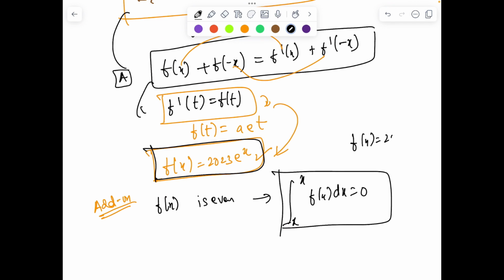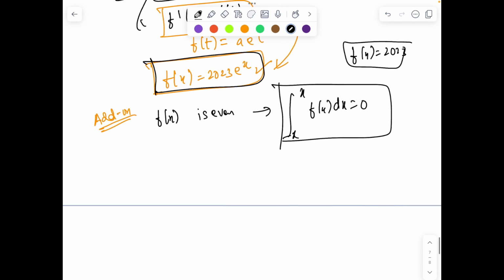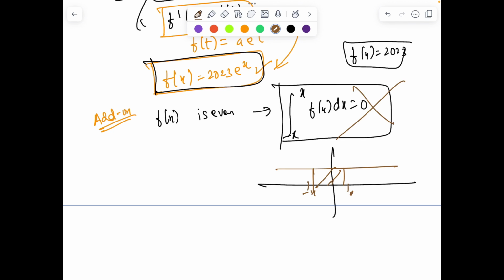is f of x is 2023, and that indeed works because it's an even function, and you take any values from minus x to x. Unfortunately, that's not going to give you this 0 as the answer. So 2023 is not a valid candidate, right? So what about another candidate?